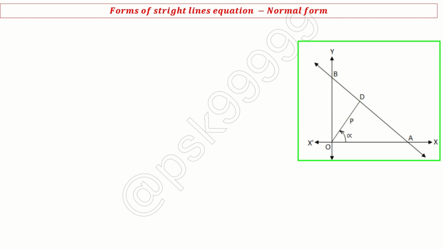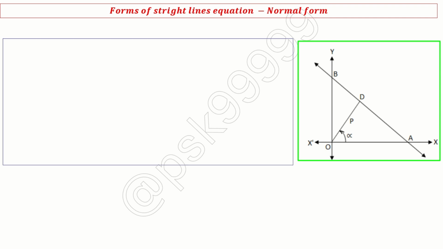So as I said, if AB is the line for which you want to find the equation, but the information you are given is a perpendicular line, OD, and its distance from the origin, which is P, and the perpendicular line makes an angle alpha with the x-axis. That means I can actually find the equation of this perpendicular line because I have alpha and I have the distance. So now we need to find the equation of the line AB.